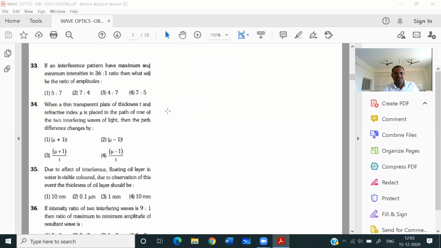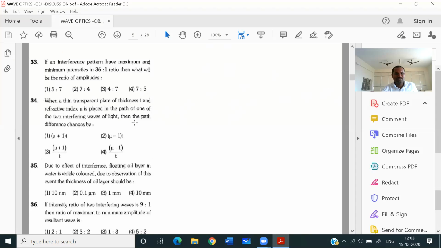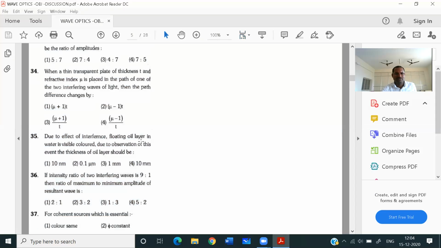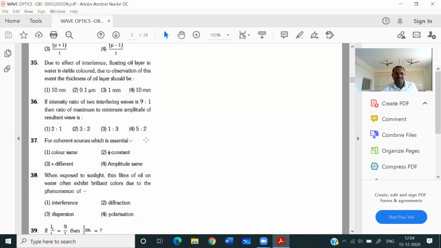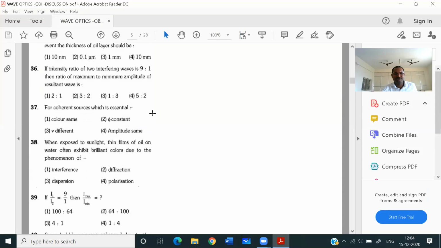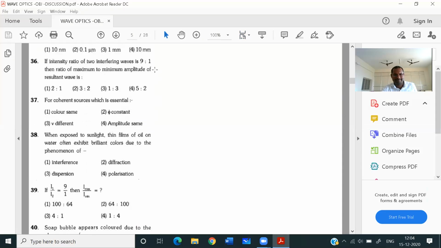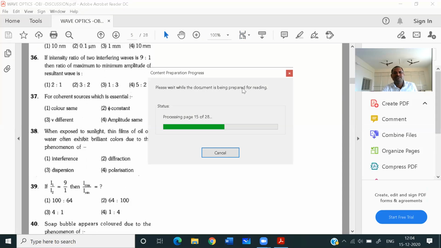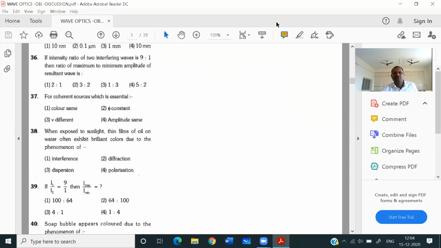Question number 36. Now, see question number 36. What have they given? If the intensity ratio of two interfering waves is 9:1, then what is the ratio of maximum to minimum amplitudes of the resultant wave? That is what they are asking.